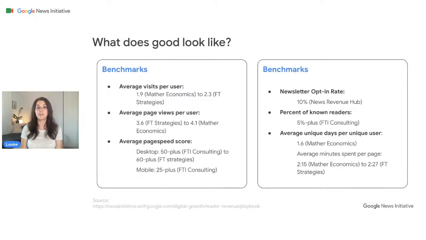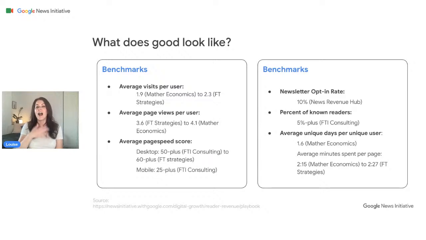Average visits per user: we've got 1.9 there and 2.3 for the FT Strategies. Average page views per user, 3.6 and 4.1. Average page speed scores: for desktop, 50 plus or 60 plus. For mobile, 25 plus. Newsletter opt-in rate is 10%, from the News Revenue Hub. Percentage of known readers, 5%. Average unique days per unique user, 1.6. And average minutes spent, 2 minutes 15 seconds, or 2.5 minutes basically.